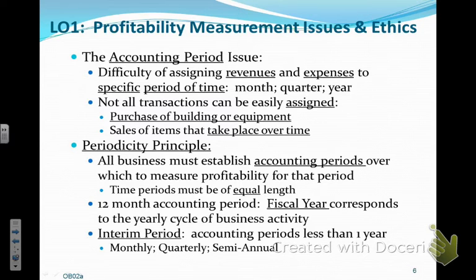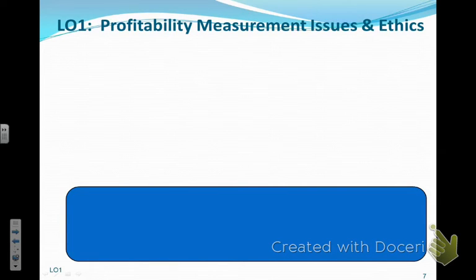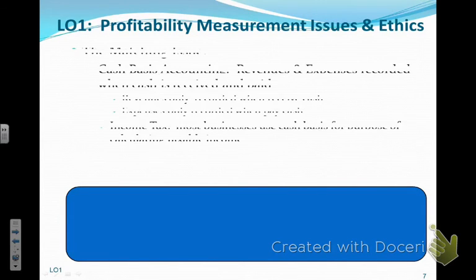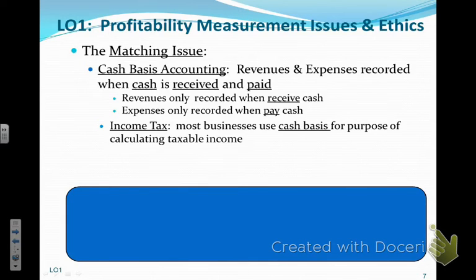The next issue that businesses must deal with with regard to ensuring ethical profitability measurement is the matching issue. Sometimes smaller companies work on a cash basis. This is an uncomplicated approach to recording and valuing our revenues and expenses. However, the cash basis doesn't necessarily take into consideration transactions or allow for the accounting for accounts receivable and accounts payable and things of that sort.